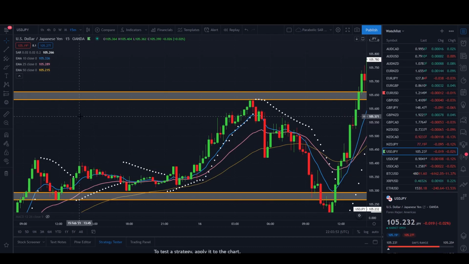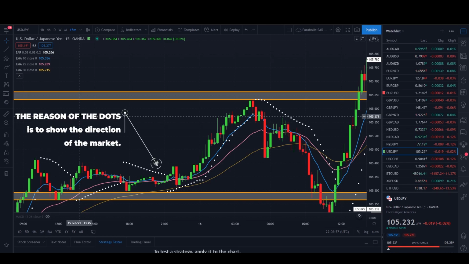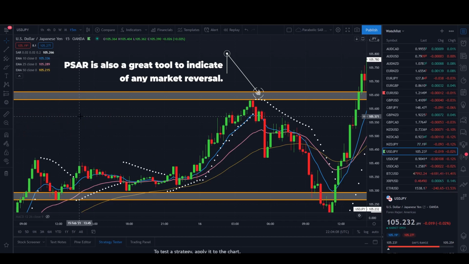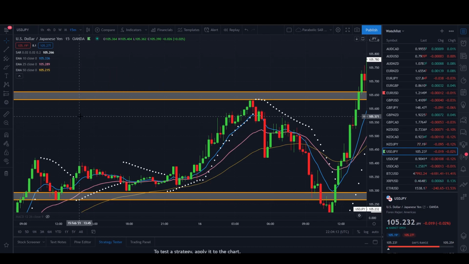So parabolic SAR displays a series of dots, and it is mainly used to identify the market direction and also by showing the beginning of reversals. That basically helps traders to estimate the trend. SAR stands for stop and reverse, as this indicator uses a trailing stop and reverse method. But to make the most out of the parabolic SAR, it is also a great tool to pinpoint entry and exit points to protect your profits or minimize your losses.